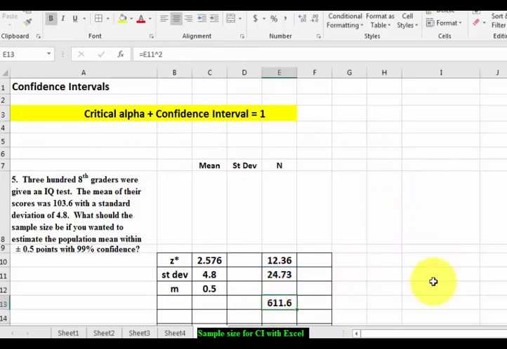So a minimum of 612. You always round up with samples, okay? So 612 minimum sample size is what they should be doing to get a 99% confidence interval using a margin of error of half a point.